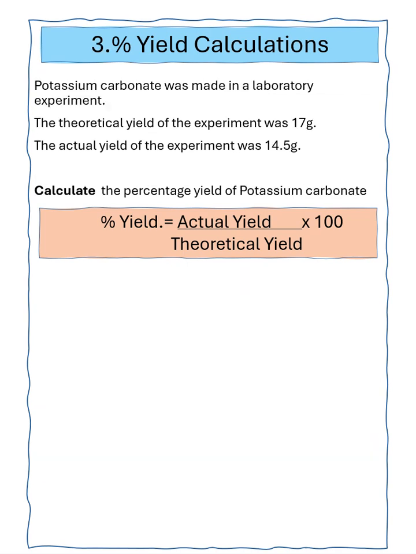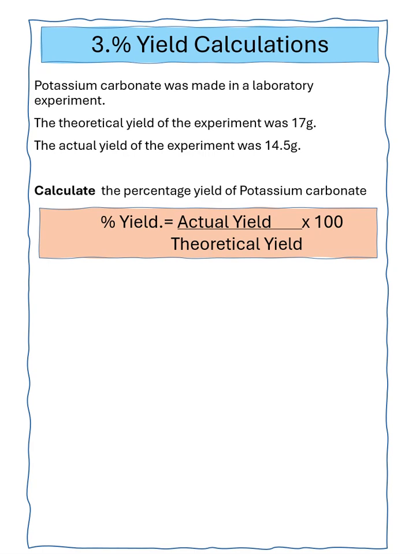Question 3 says potassium carbonate was made in a laboratory experiment. The theoretical yield of the experiment was 17 grams. The actual yield of the experiment was 14.5 grams. Calculate the percentage yield of potassium carbonate.